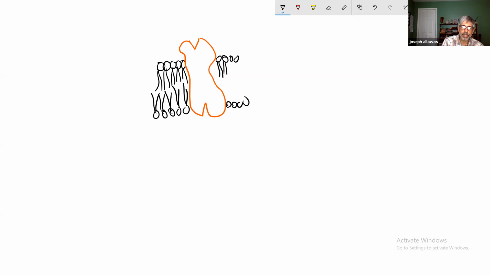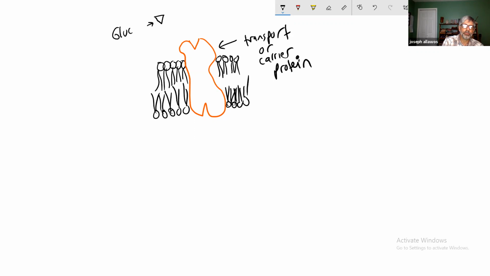And you remember these phosphate heads are in the water and the fatty acid tails are sticking in either direction like that, okay? So this protein is called a transport or carrier protein. It has a very specific function, and that very specific function is to move a particular molecule in or out of the cell. Okay, so let's say we have this scenario here. Let's let this represent a glucose molecule, just for fun.